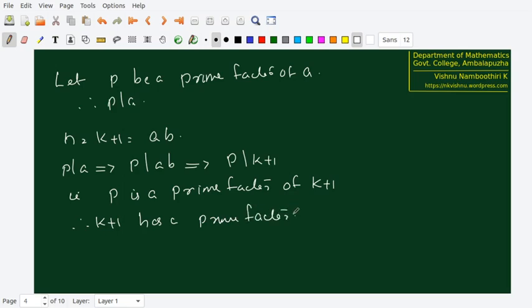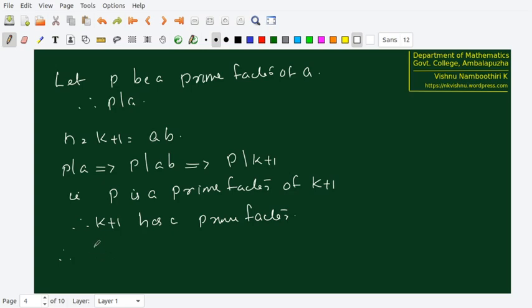So we establish, using the fact that every number between 2 and k has a prime factor, that n equal to k plus 1 also will have a prime factor. Therefore, mathematical induction says that if you are able to establish that the statement true for n equal to k means the statement is true for n equal to k plus 1 also, then it's going to be true for all natural numbers. Therefore, we have established that.